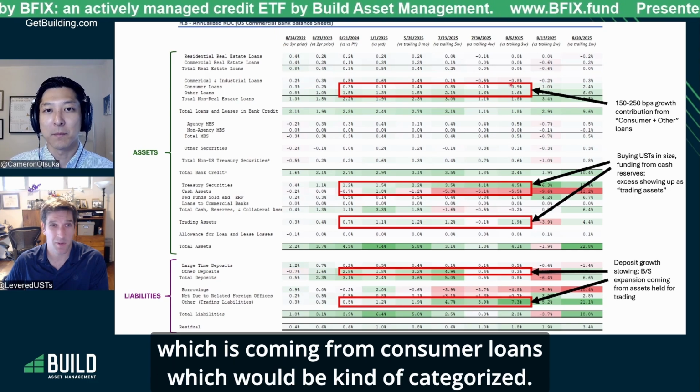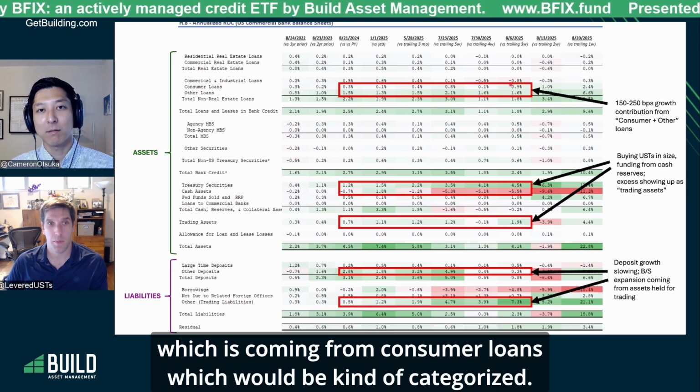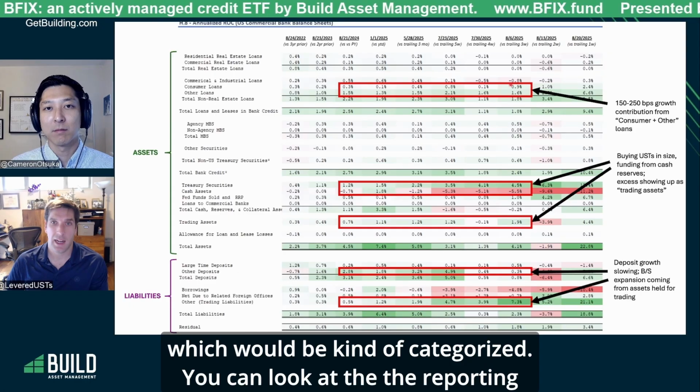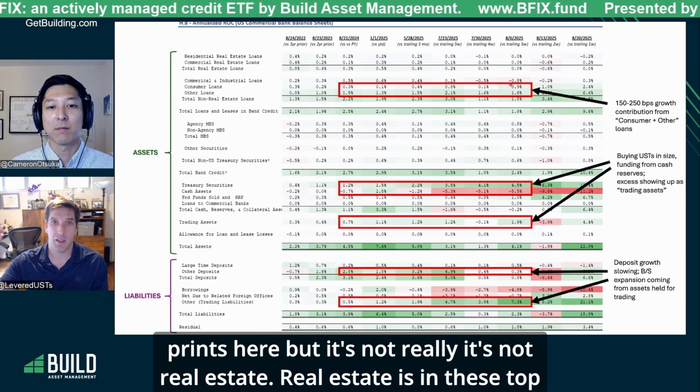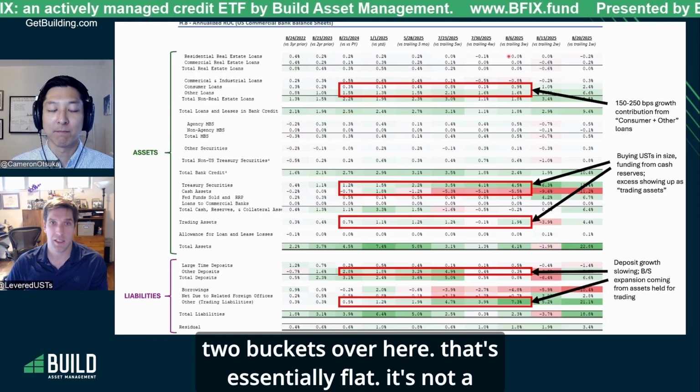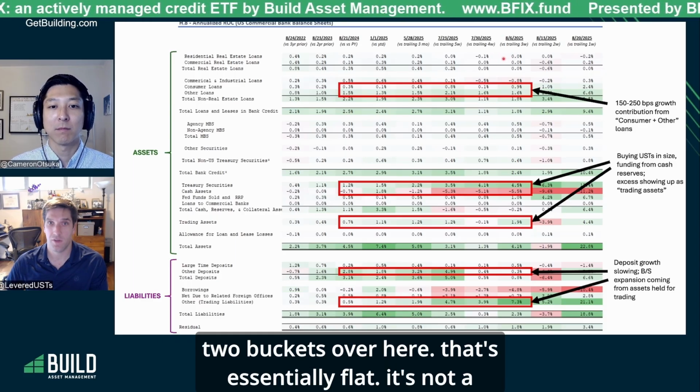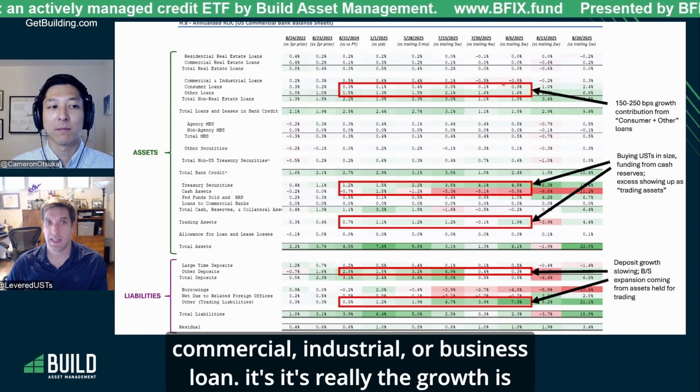which is coming from consumer loans, which would be categorized. You can look at the reporting prints here, but it's not real estate. Real estate is in these top two buckets over here. That's essentially flat. It's not a commercial, industrial, or business loan. It's real.